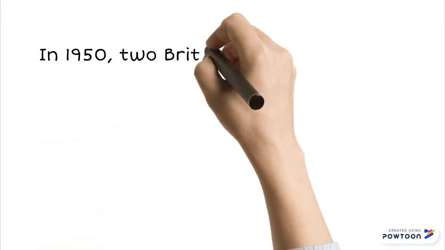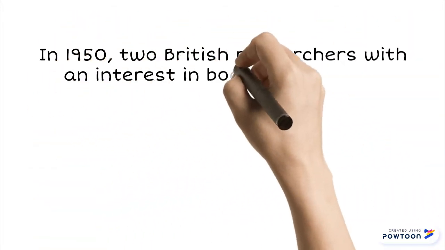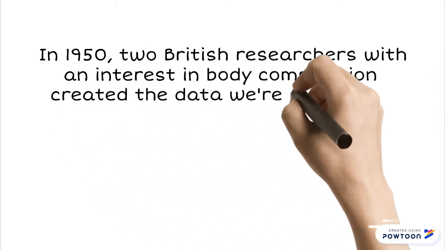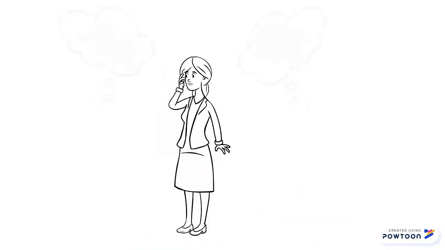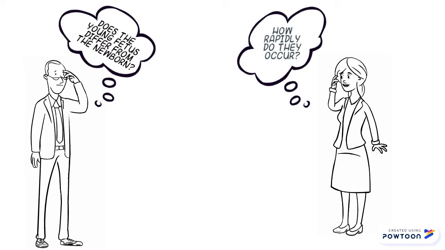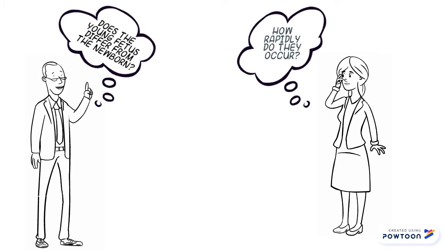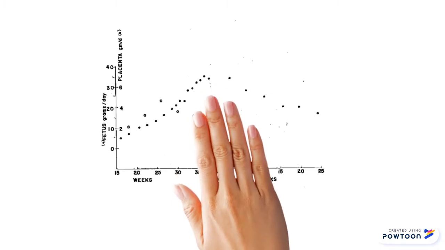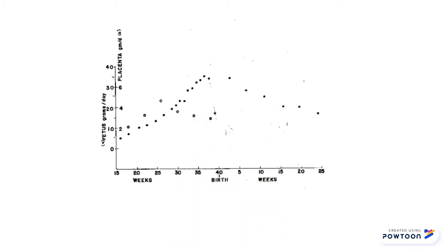In 1950, two British researchers with an interest in body composition created the data we're presenting today. They had a lot of questions, so they studied the growth rate of the fetus and the placenta to answer them. The first bit of information we were given was a graph of a mother's gestation for a 40-week period, which expressed the growth rate of the placenta over time in days.